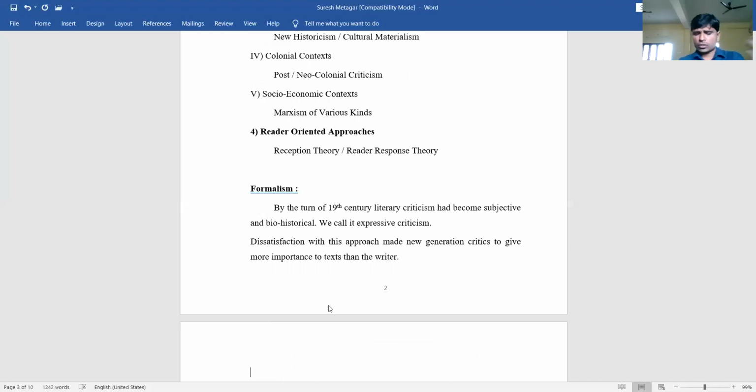Those younger generation who were dissatisfied or not happy with that kind of criticism started thinking in a different way. They almost completely ignored the writers and gave more importance to the text. So in formalism, they say form and technique give the meaning, not the writer, or the political influence of the writer, or the economic or social conditions of that writer or of that society. It is form, technique, and the language which is used systematically that gives meaning to the text.